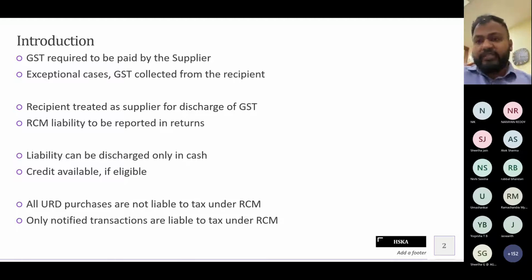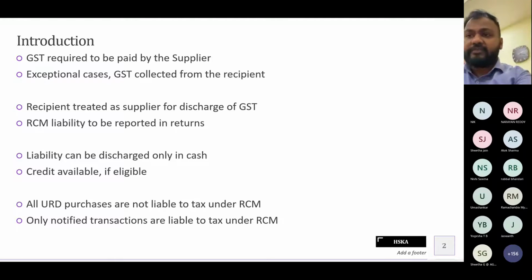Even now I get questions: I am making a purchase from an unregistered dealer. Am I required to pay tax under reverse charge mechanism? The answer is no. You are not required to pay tax under reverse charge mechanism because you are making procurements from an unregistered person. You are required to make payment under reverse charge mechanism only on those transactions which are specifically notified. So once a transaction is notified, whether the person is registered or unregistered, you are required to pay tax under reverse charge mechanism. Merely because the person is unregistered, you are not required to pay, right? You are required to pay only if that service has been notified. Otherwise, you are not required to pay.